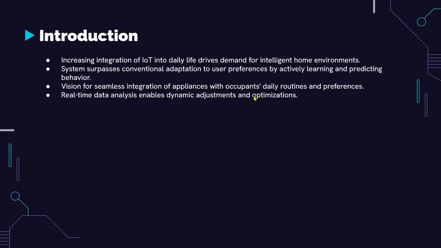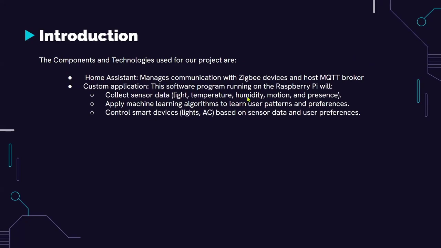First, I'll be talking more about the introduction. The rise of IoT drives demand for smart homes, with these systems surpassing traditional adaptation. They actively learn user behavior for seamless appliance integration. Real-time data analysis enables dynamic adjustments, optimizing the user experience. Our project combines Home Assistant for ZigBee device communication and MQTT hosting. The REST Verify app gathers sensor data such as light, temperature, motion, and presence, and uses machine learning to learn user patterns for smart device control based on user preferences and data.